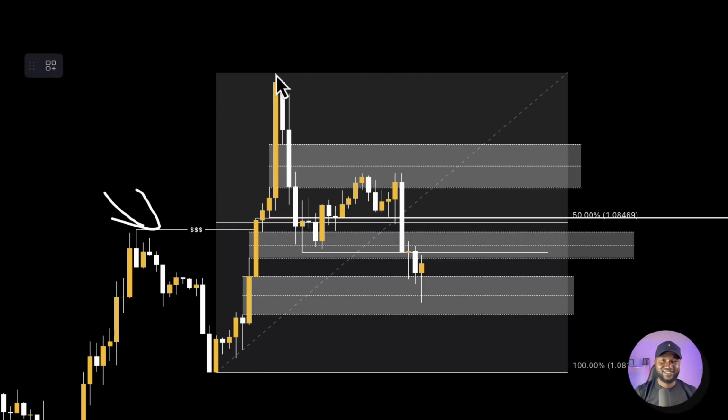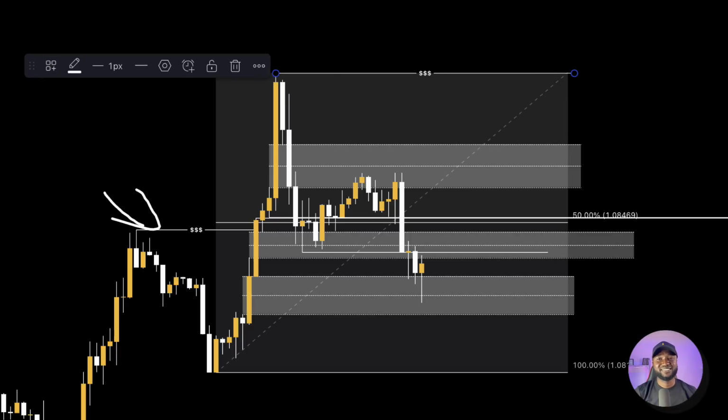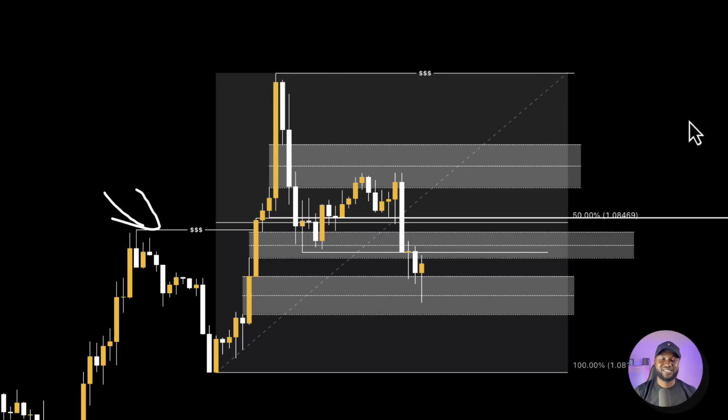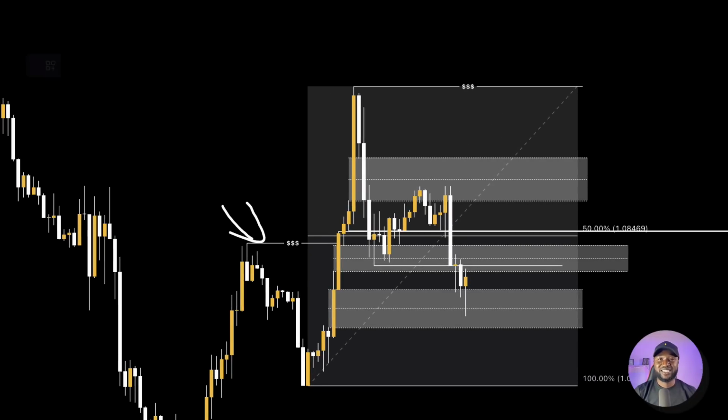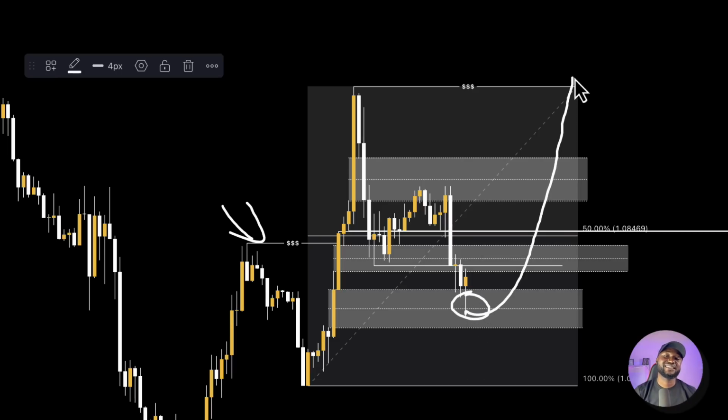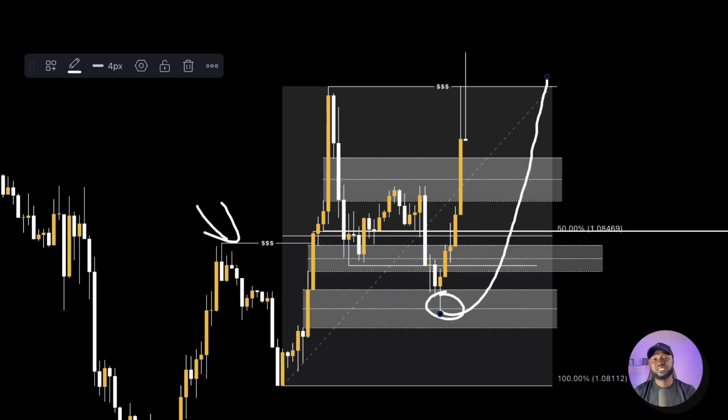Targeting draw on liquidity. That is the next point for price. So what do you do? If you know this is the next point for price, then you will understand that it is best to buy in this discount. And I'm not teaching you entry, I'm just teaching you what liquidity is and all those.